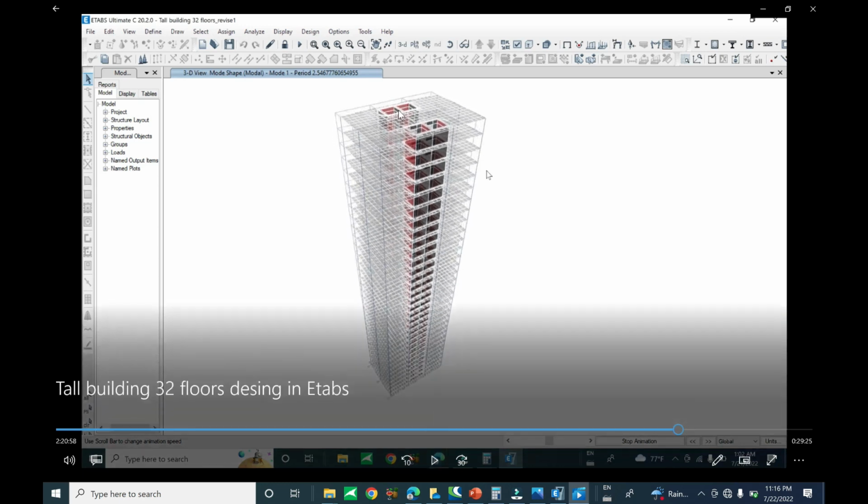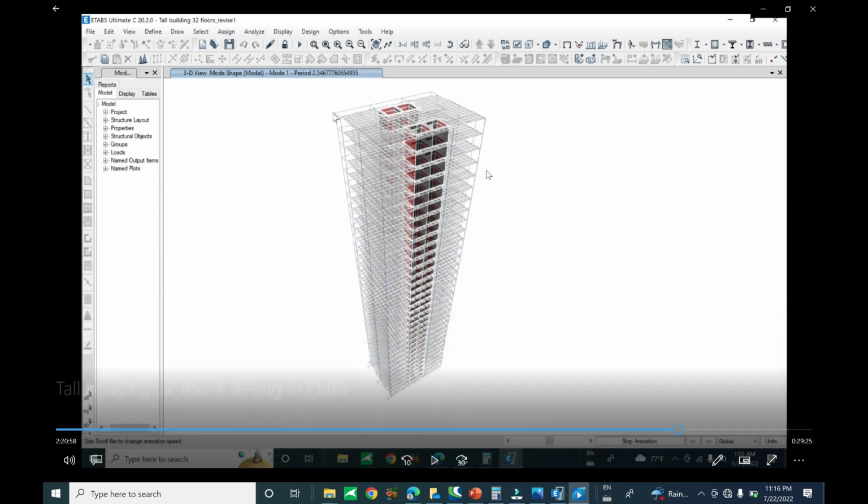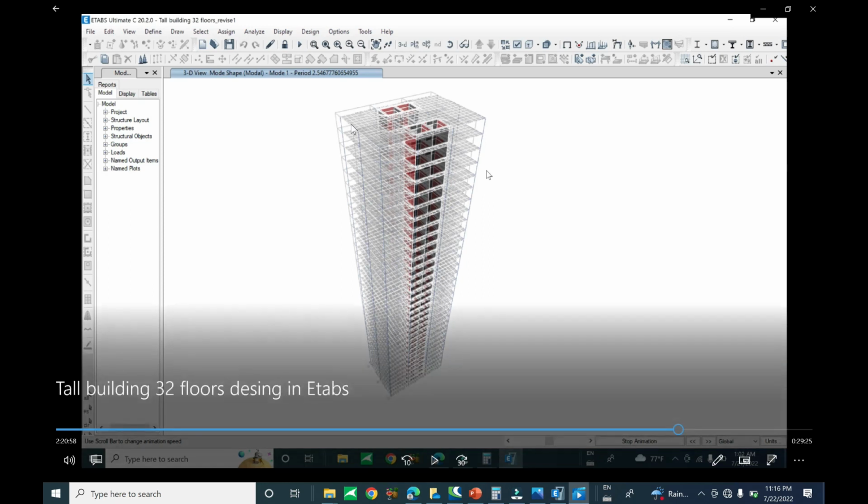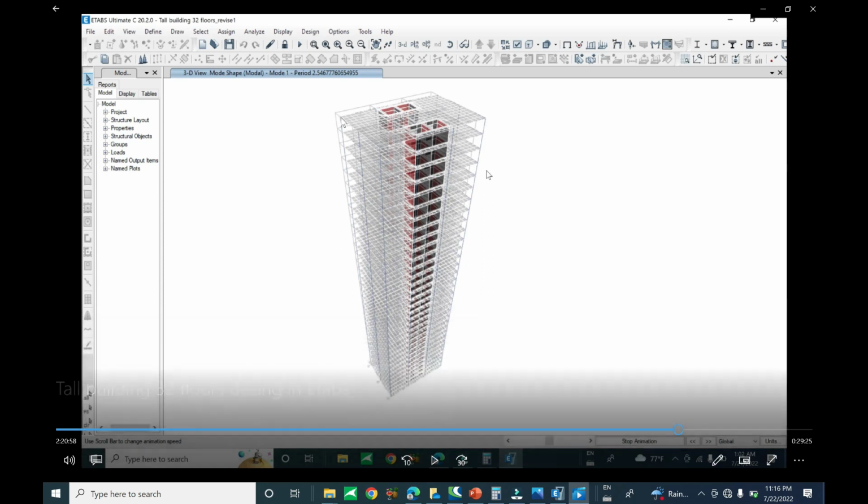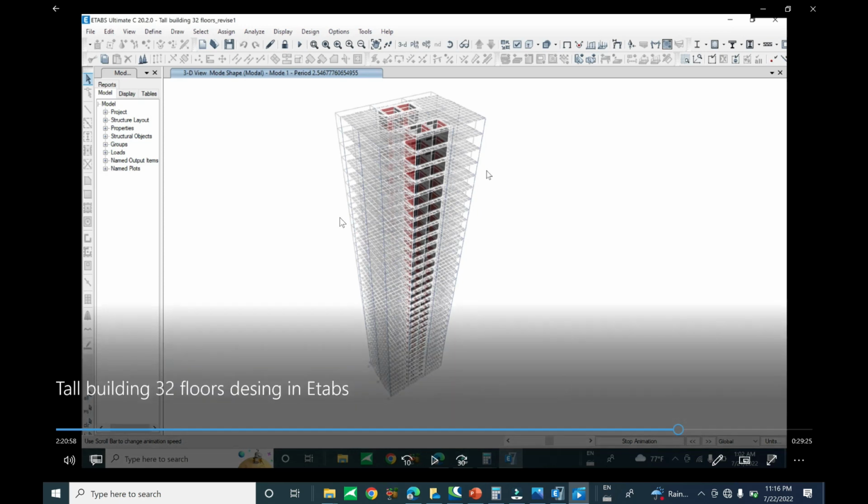You see here when your building sways, the humans on the floor can feel discomfort and uncomfortable. You have to limit the lateral deflection and check the natural frequency.